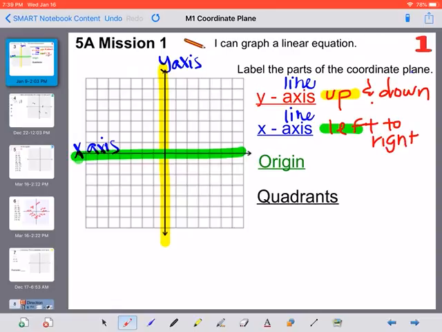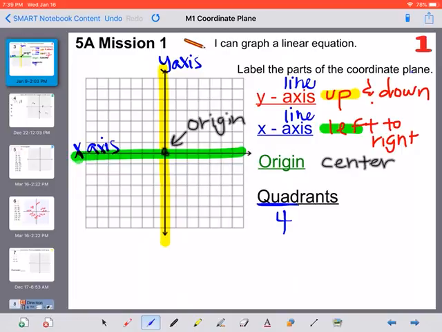The part where our graph crosses in the middle, right here, we call that the origin, the center of the graph. So right there, that is the origin. And those two lines in the origin divide our graph into four parts. We call them quadrants. The prefix quad means four. There are four different spaces, and we number them.